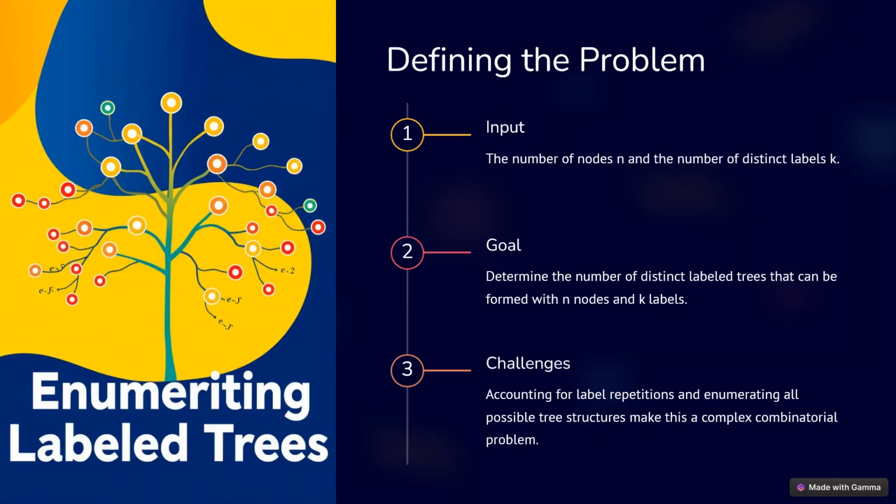Defining the problem. Input: the number of nodes n and the number of distinct labels k. Goal: determine the number of distinct labeled trees that can be formed with n nodes and k labels. Challenges: accounting for label repetitions and enumerating all possible tree structures, making this a complex combinatorial problem.